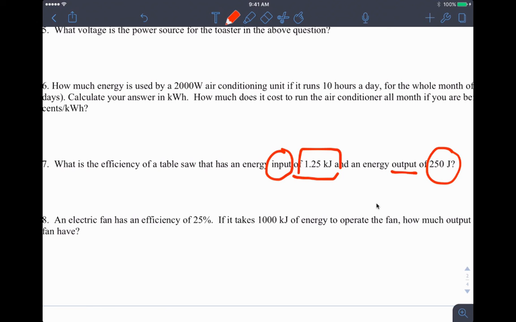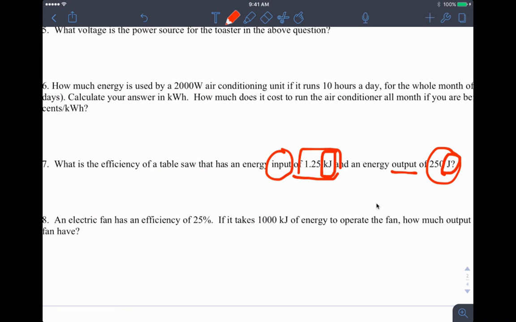Now, some students will do this quick. They're like, oh, easy. Output over input, no problem. I just got to go 250 divided by 1.25. That's not correct. What I need you to see, and some of you may have already caught it, is that the units are not the same. We're dealing with 250 joules, and this is the 1.25 kilojoules. Those are not the same units. So what we have to do is make those units the same.